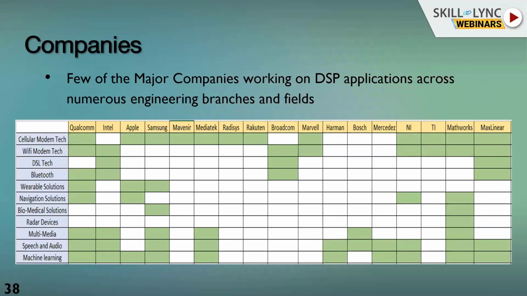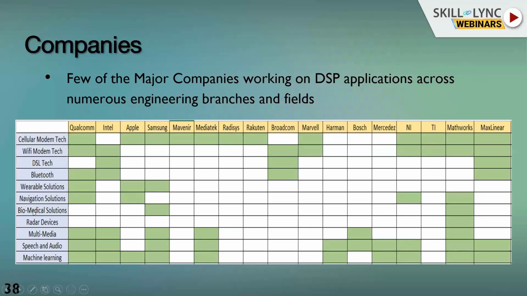So for Qualcomm, I have listed here the vertical. In the vertical, we have different domains. So one is cellular modem technology, which powers your smartphone and all. Then we have Wi-Fi modem technology for the connectivity. Then we have DSL, which is the broadband technology. We have Bluetooth. We have wearable solutions, smartwatches and smart devices. We have navigation solutions for location and positioning.